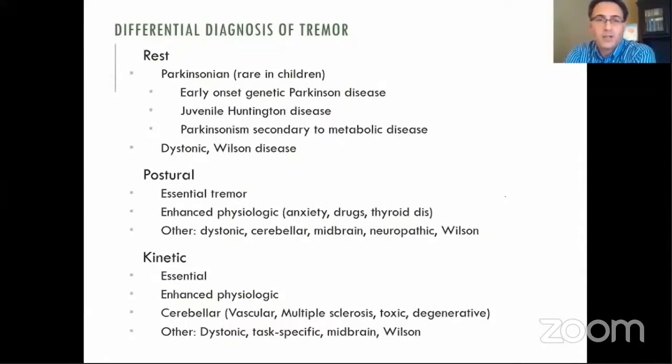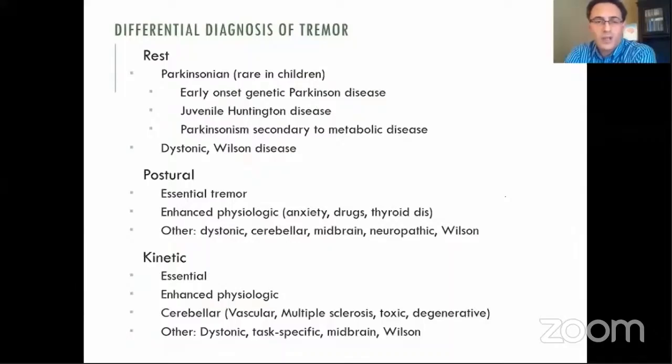Rest tremor often is seen in Parkinsonian disorders. This is rare in children, but early onset genetic Parkinson's disease occasionally can be seen. And also juvenile Huntington disease, Westphal variant, can sometimes present with Parkinsonism in childhood. Parkinsonism secondary to metabolic disease is another cause for rest tremor. You also have to keep in mind dystonic tremor and Wilson disease.